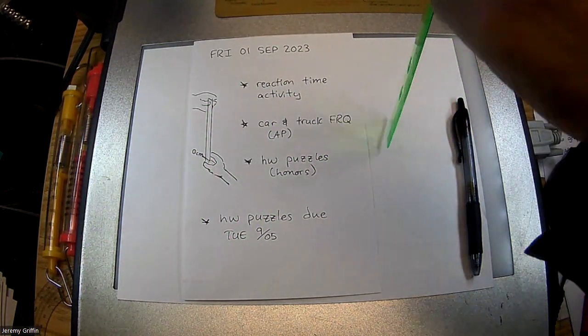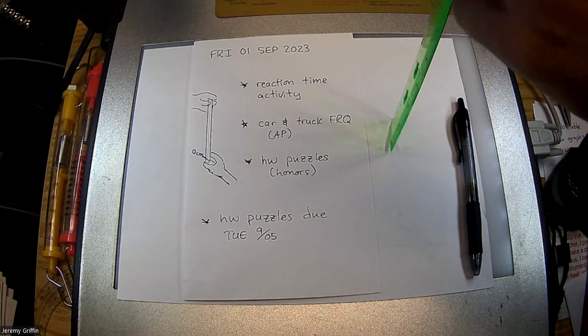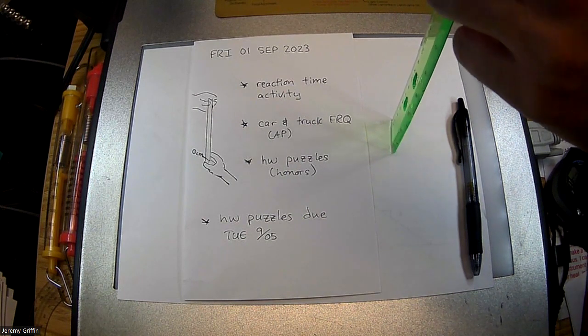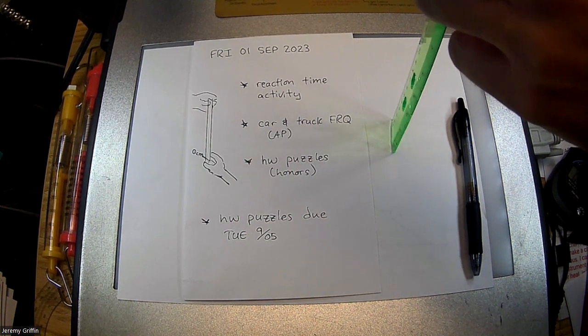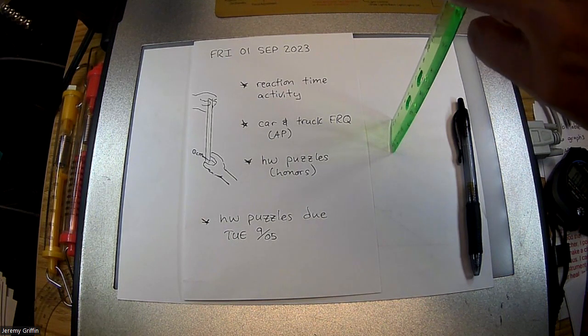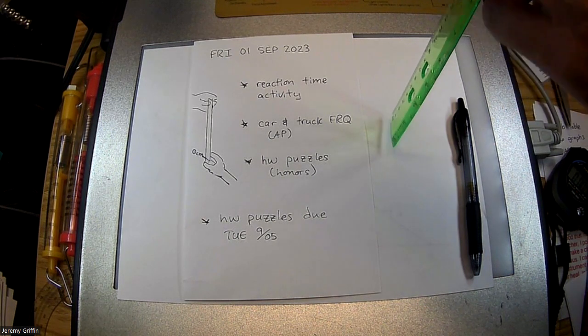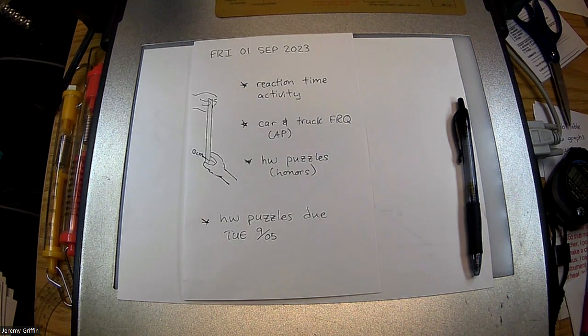Is that going to correspond to some falling time? Do you think you could calculate your reaction time based on how far the ruler fell? Do you see that? Let me give you a little bit of a hint here. You see these three kinematic equations?